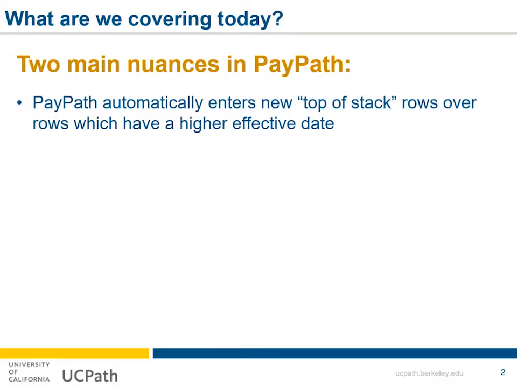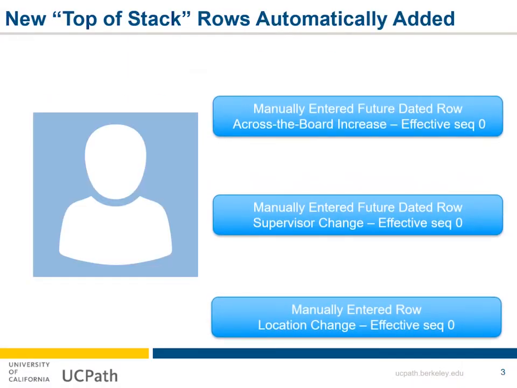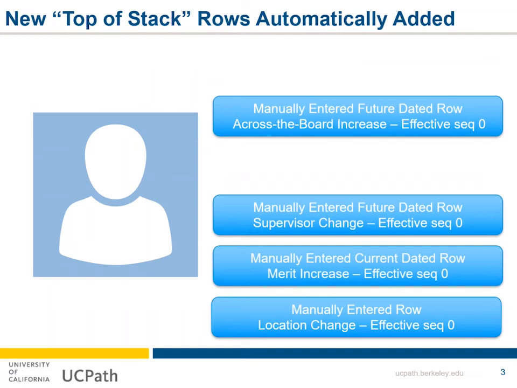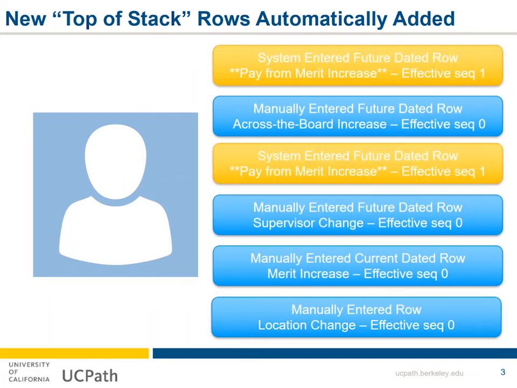When a transaction is entered into PayPath and there is a row after it with a higher effective date, whether it is a historical row that is being added or if there is a future dated row in the system, PayPath will add a system-generated row over each row with a higher effective date. Sometimes this is valid and doesn't require any additional changes, such as if there is a pay increase and you want to carry forward over a supervisor change, for example.